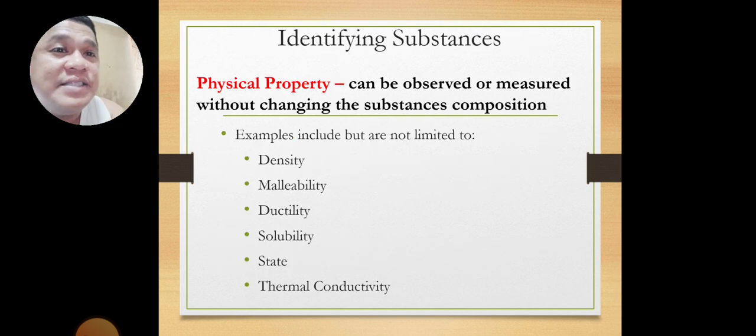So in identifying substances, a physical property is one that can be observed or measured without changing the substance's composition.